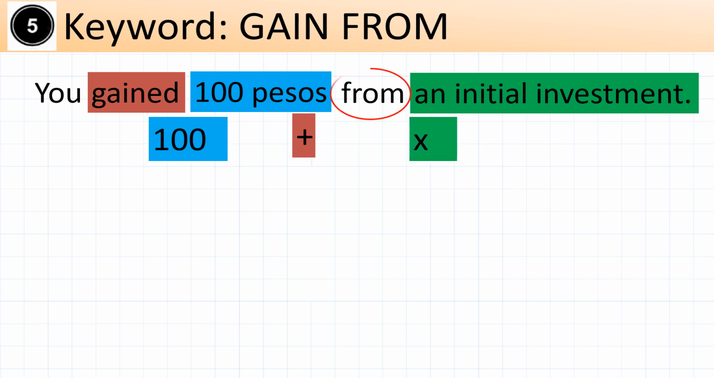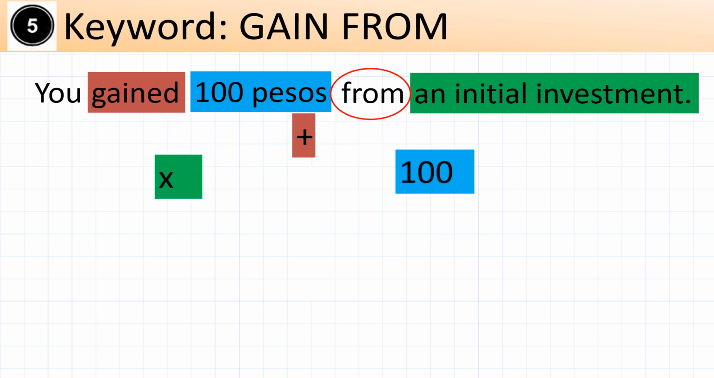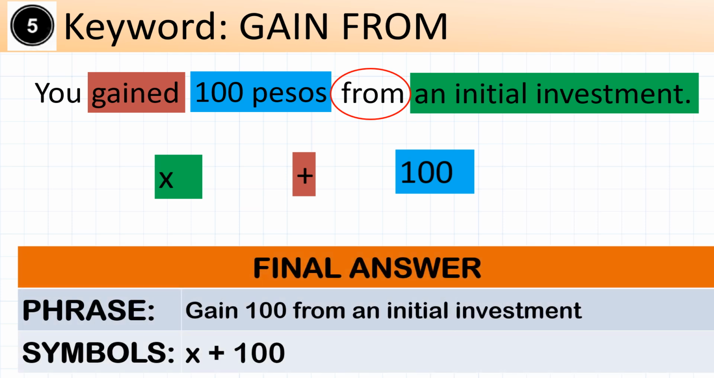Now since we have this word from, all we need to do is to exchange x and 100 in their position. So x comes first and 100 will go to the second one, and then bring down 100. So you gained 100 pesos from an initial investment can be translated to x plus 100. And that's our final answer.